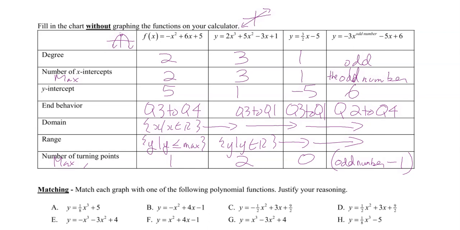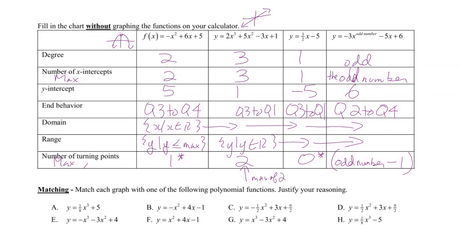Range of any odd degree is all real numbers, and the maximum number of turning points is 1 less than the degree, so that's 2. Linear, degree 1, 1 x-intercept, the y-intercept is negative 5, positive leading coefficient, Q3 to Q1, all real numbers, and this is for sure. So, this is exactly 1. This is exactly 0. This is a max of 2.